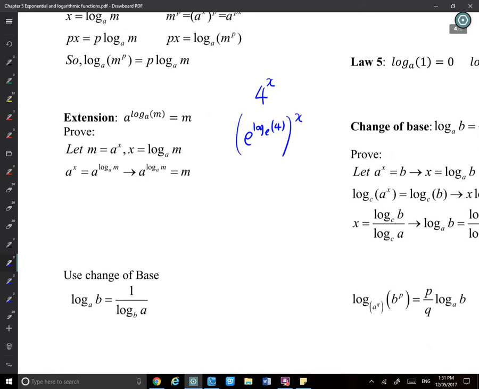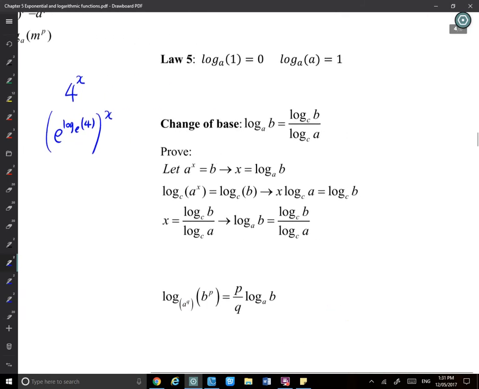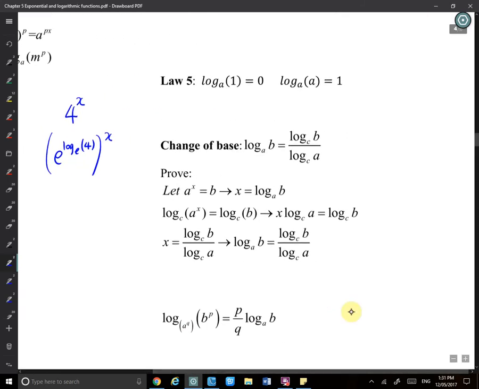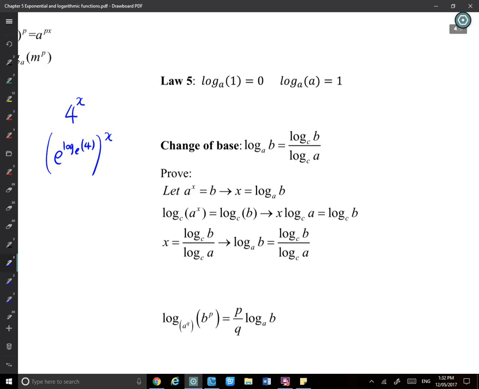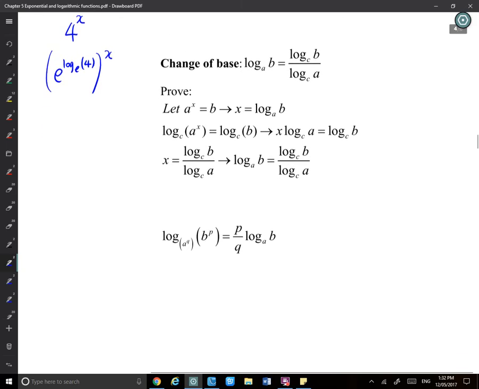That's the extension. And law 5, we have log_a 1 equals 0 and log_a a equals 1. I don't really need to explain this to you. You can change it back to exponential form and it will make sense.